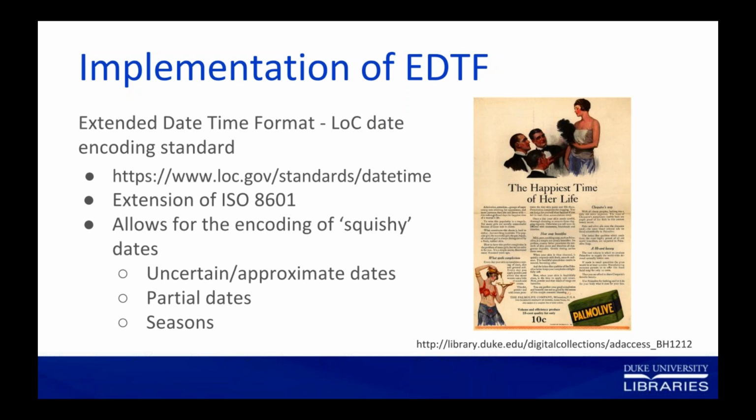But there was a lot of information included in our dates that was lost if we were to transform it just to vanilla ISO 8601 date time format. So we looked to EDTF. The Extended Date Time Format, EDTF for short, is a Library of Congress extension of ISO 8601, and it allows for the encoding of what I like to call squishy dates. These are dates that are very common when you're working with special collections materials and include things like uncertain and approximate dates, partial dates, seasons, things like that.